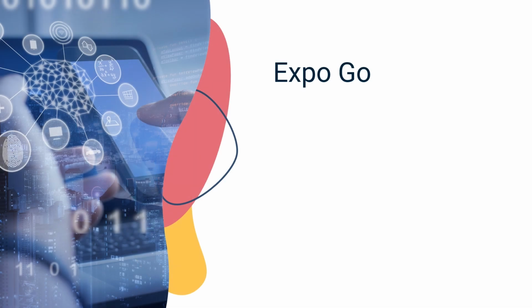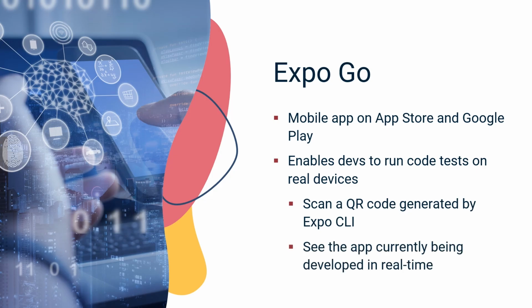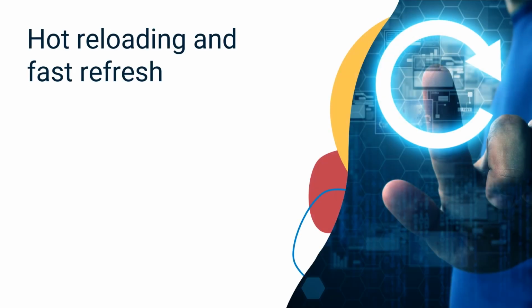The mobile application called Expo Go, accessible on both the App Store and Google Play, enables developers to run code tests on a real device. With regards to the testing of elements or bugs, developers can scan a QR code with their mobile device that is generated by the Expo CLI, and they are able to see the app they are currently developing in real time.